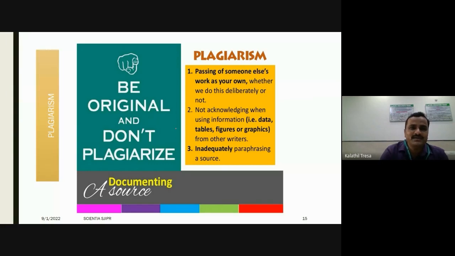So what is the statement here? Be original, don't plagiarize. Sometimes what happens is we use their work, but we do not acknowledge their work. How is it to be acknowledged? By adding their references, by making their citations, or sometimes by taking permission from those researchers: shall I add your data in our research paper? Or sometimes inadequate paraphrasing. Inadequate paraphrasing means the same type of statement that they have used in their research paper, we copy and paste it in our research paper. If we do that, then it is called plagiarism.